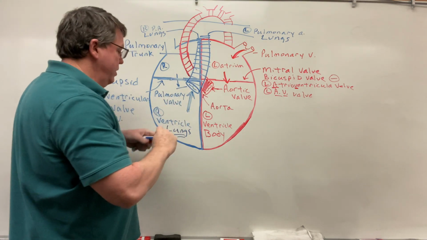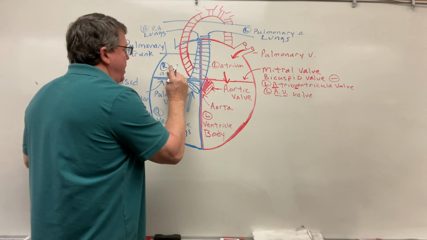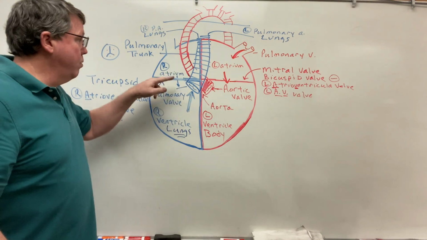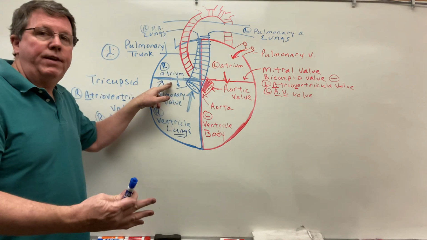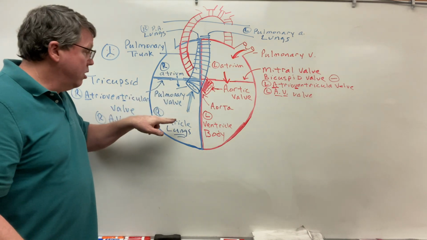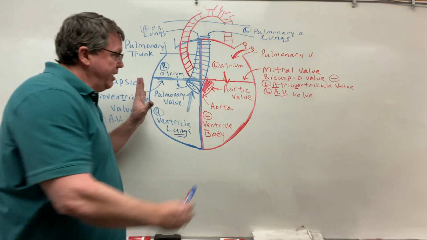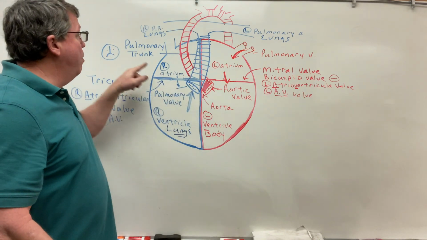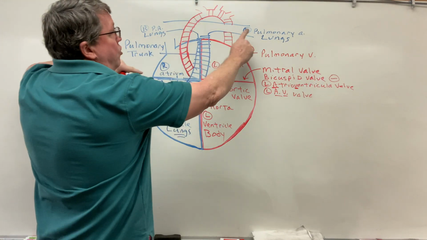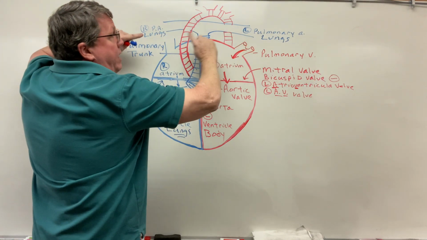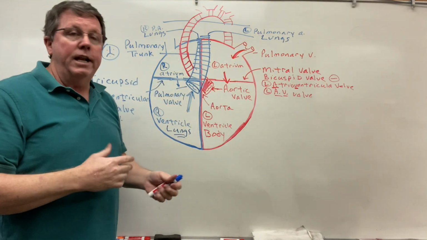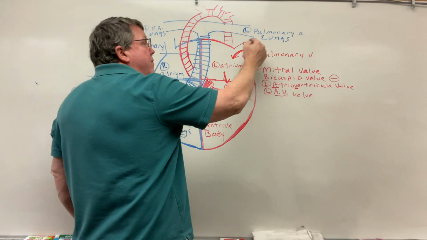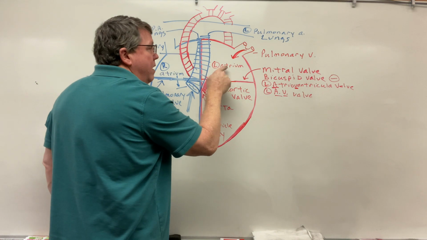So once again, just to reiterate, blood is going to come in through the right atrium. It's going to go past the tricuspid valve, also known as the AV valve, or the atrioventricular valve, into the right ventricle. From the right ventricle, when the bottom of the heart contracts, it's going to go past the pulmonary valve into the pulmonary trunk. The pulmonary trunk is going to split into my right and left pulmonary arteries, and that's going to go out to the lungs. It's going to get oxygenated. That oxygenated blood is going to come back through the pulmonary vein.